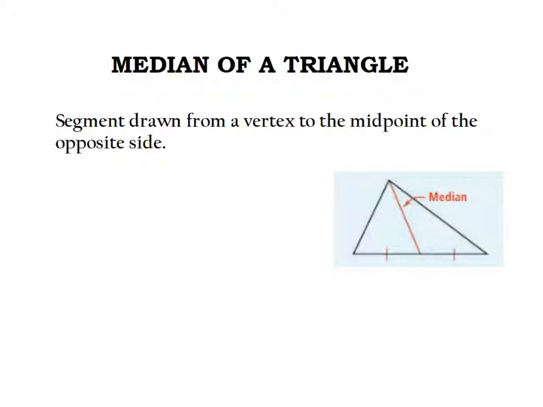The median, I think of it like when you do mean, median, and mode. The median is the middle. So when you think of a median in a triangle, it always goes to the middle. In this example, it comes out of a vertex and goes to the midpoint of that opposite side. So we'll always know these two legs here are the same. It goes to the midpoint.